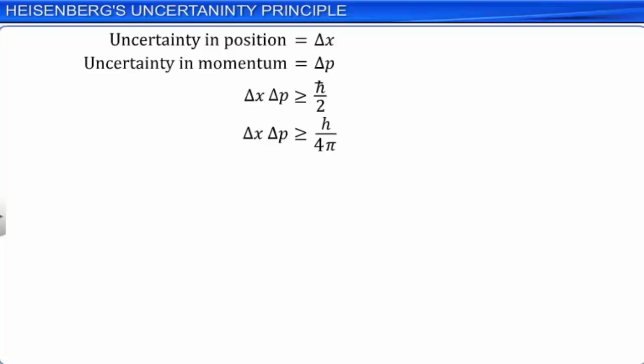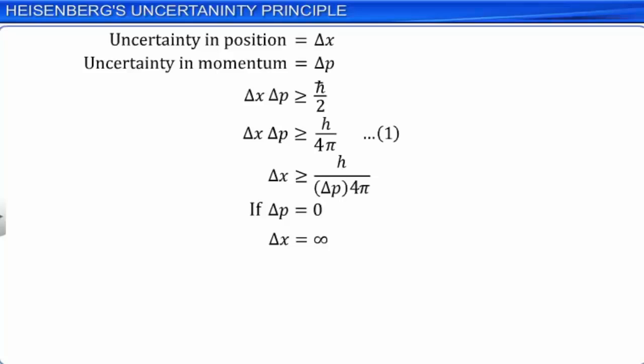Rearranging the terms in equation 1, we see that the greater the value of delta x, the smaller will be the value of delta p, and vice versa. If delta p is equal to 0, that is, when the uncertainty in the momentum of the particle is 0, then the uncertainty in the position of the particle becomes infinity. That is, it is impossible to exactly determine the position of the particle. This implies that we do not have any idea about the position of the particle.